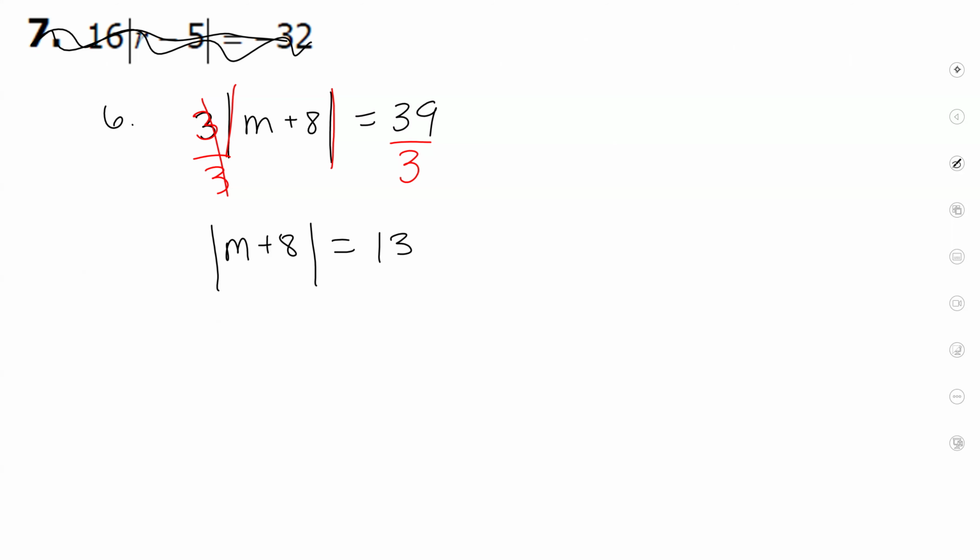I'm going to do 2 cases. I'm going to have m plus 8 is equal to 13. And I'm going to do m plus 8 is equal to negative 13. That's step 2, create 2 cases. What's step 3? Solve? Yep, we just solved it. Step 3 is just solving. So I'm going to go ahead and solve this. I'm going to subtract 8. What will this be? 5. Yep. So we get 5 for this one.